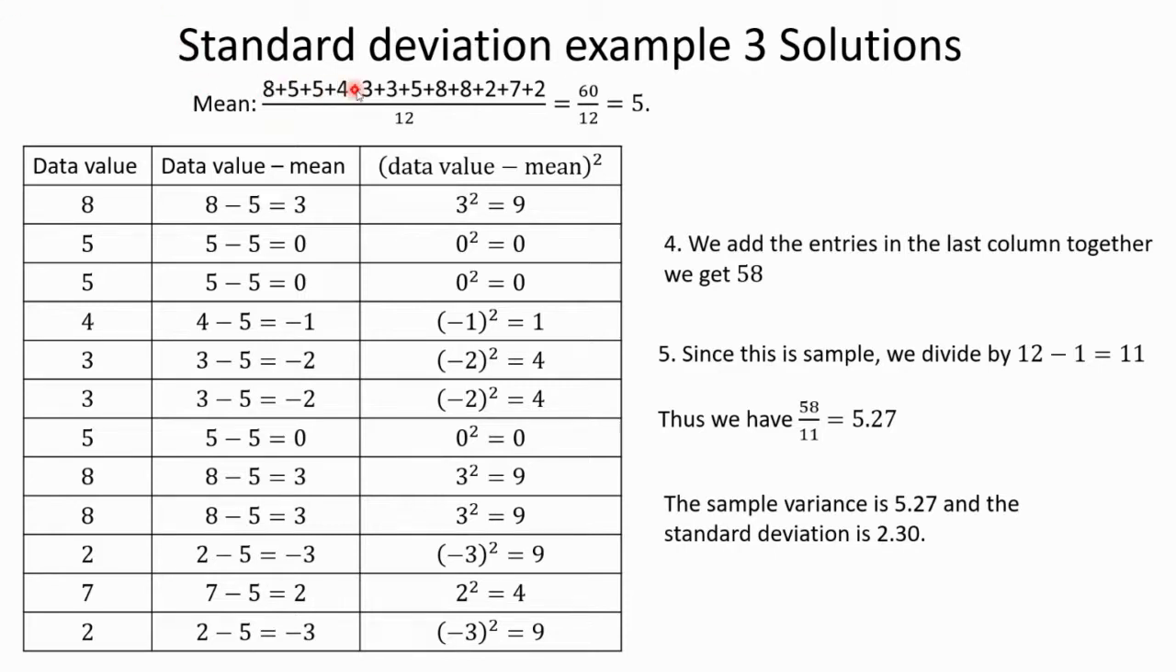We add them, as you can see. In doing so, we get 60. 60 over 12 is 5. So the mean is 5.